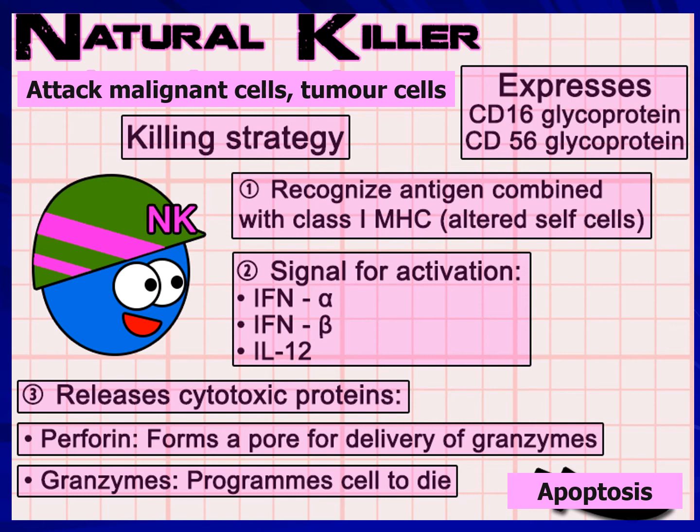They release cytotoxic proteins, and there are two things. One is perforin. It forms a pore, that is perforation or a pore for delivery of the granzymes. And granzymes are the enzymes which are released which program the cell to die, leading to apoptosis. That is how it attacks the malignant cells and the tumor cells.